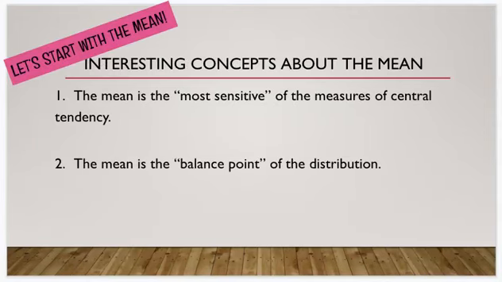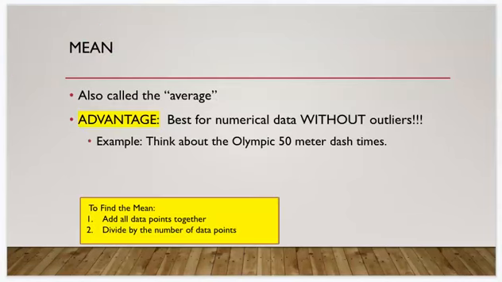So let's start with the mean. Here are some interesting concepts about the mean. The mean is the most sensitive of the measures of central tendency. It's also the balance point of the distribution. The mean is the one you're probably most familiar with, but we need to be careful when we report the mean as a statistic. So the mean is also called the average.